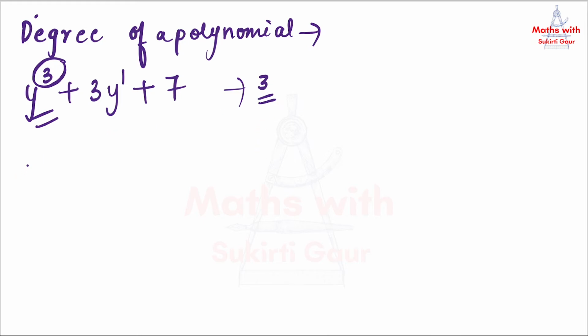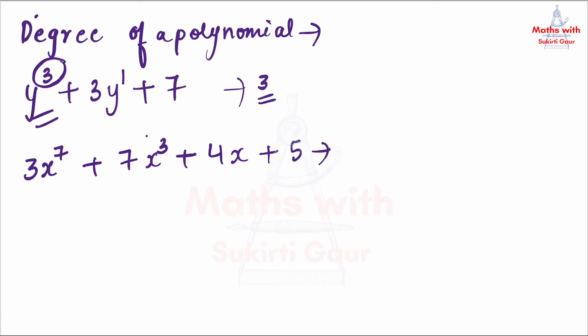Similarly, if I write 3x to the power 7 plus 7x to the power 3 plus 4x plus 5, what is the degree of this polynomial? We have the power of first term as 7, 3, 1 and no power over here, no variable. 7 will be the highest power of the variable, hence it is going to be the degree of this polynomial.